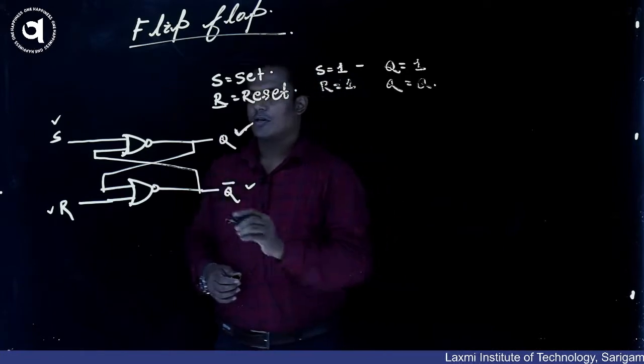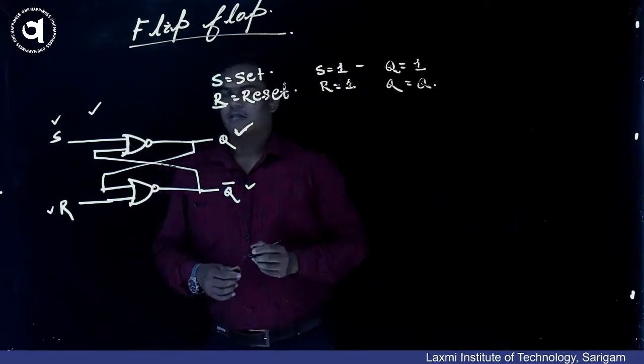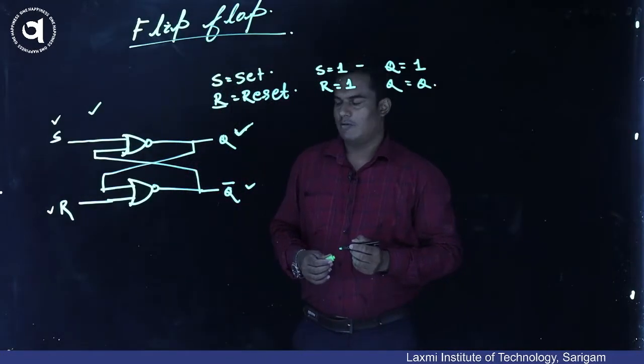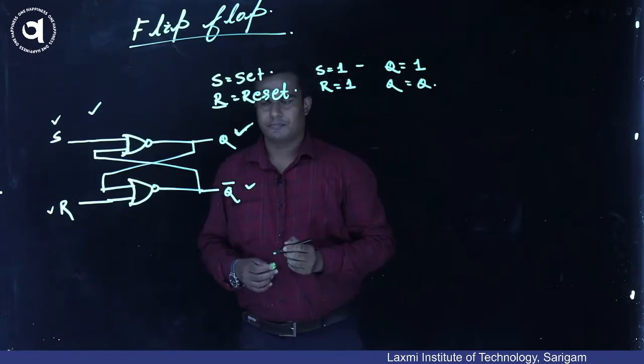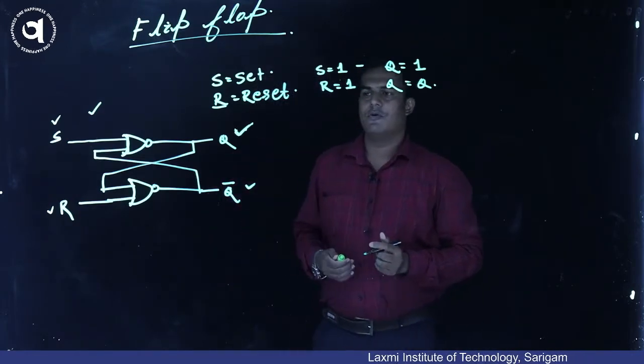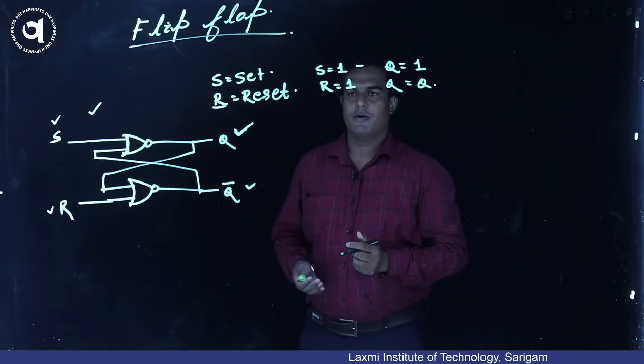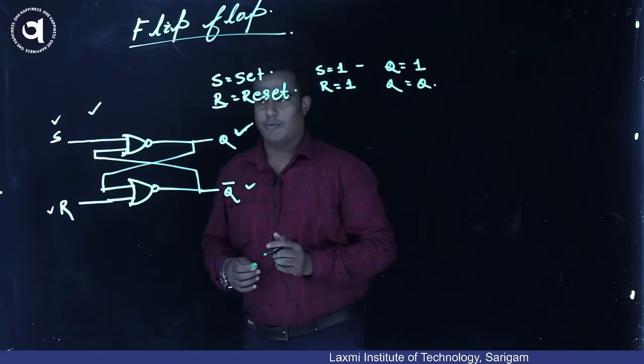Now we will see the function of this SR latch. Basically, as I told you, the SR latch will work like a memory element. Memory means whenever we remove the input, it will retain the previous output. So that is our memory.